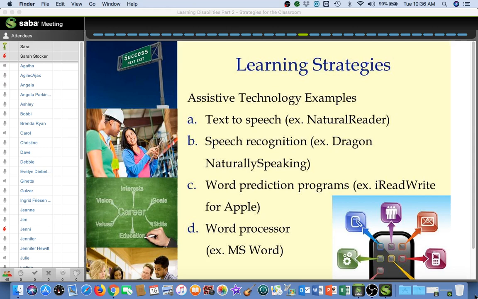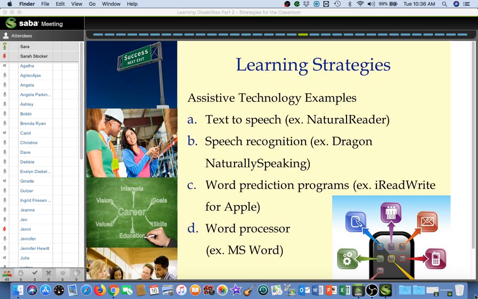Okay, where was I? Word prediction programs. They predict the next word that the learner may want to use. The learner types the first letter and the program starts to offer words. So this is built into smartphones, but can also be integrated into word processing software as well. So one example I put up there was the iReadWrite. So that's an Apple example.